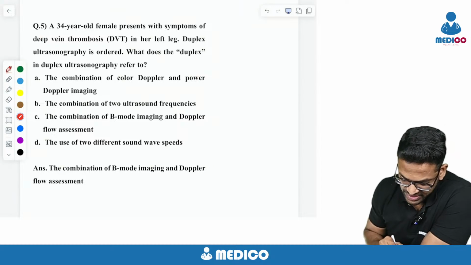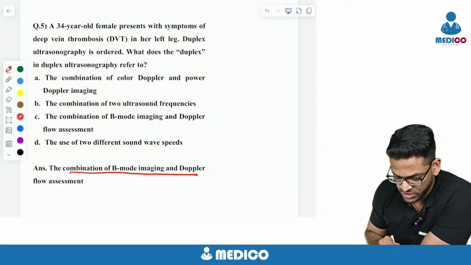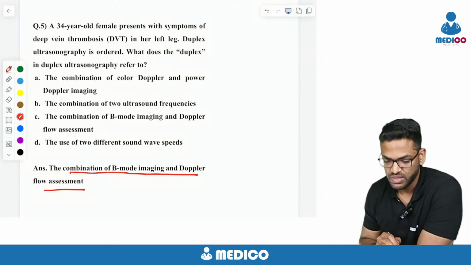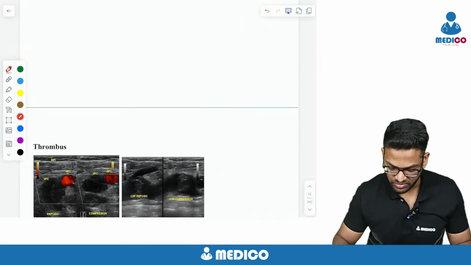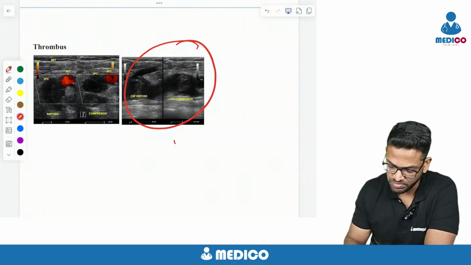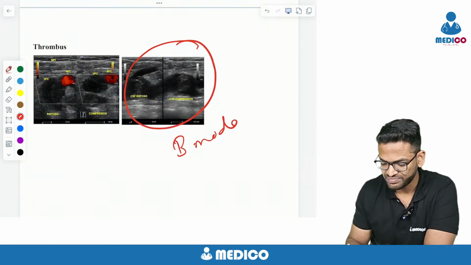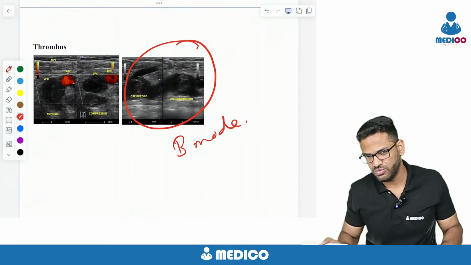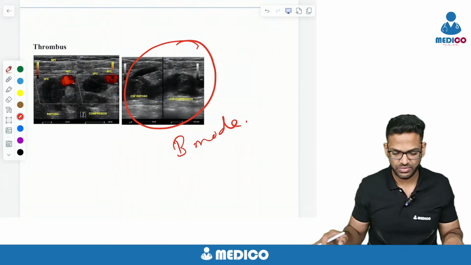So the correct answer is combination of B-mode imaging and Doppler flow assessment. Okay. So you should know that. I'll show you an image. So what you see here is the B mode. There's a normal ultrasound mode, B mode. Only you see a lot of gray and white.